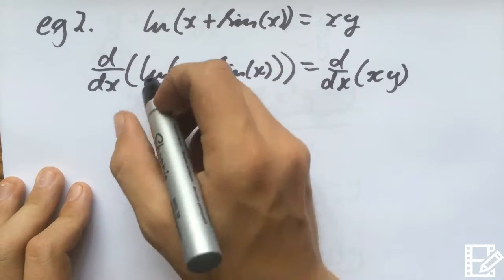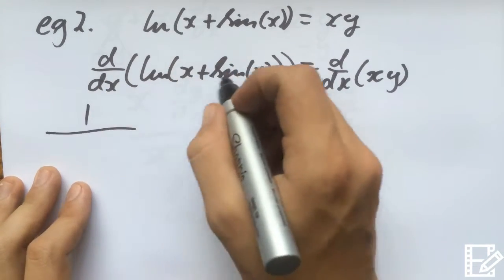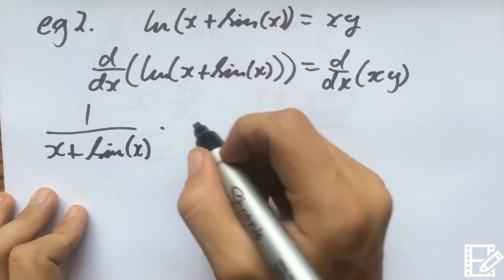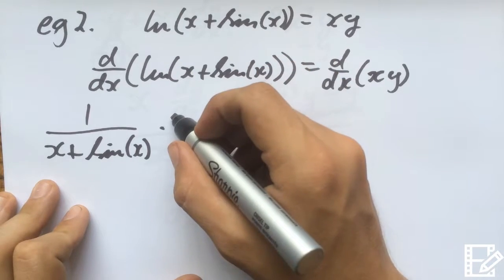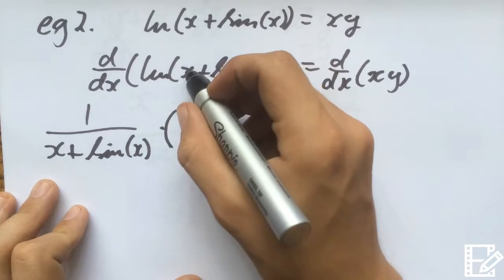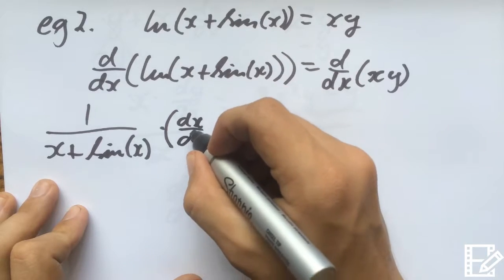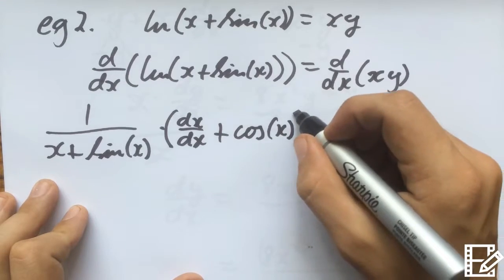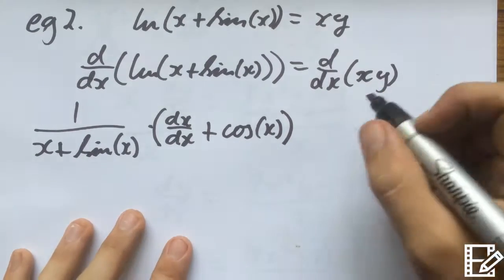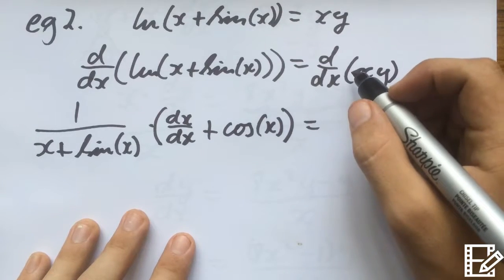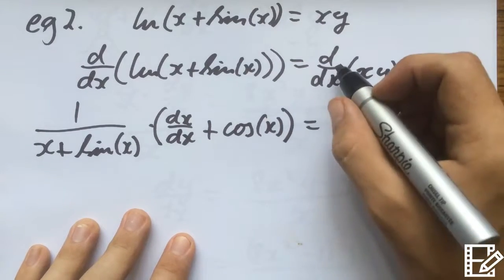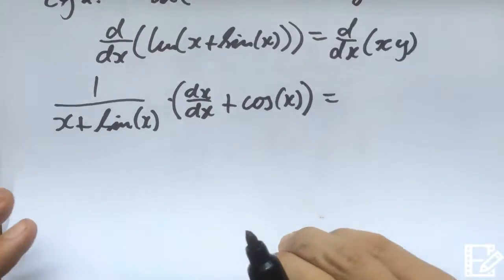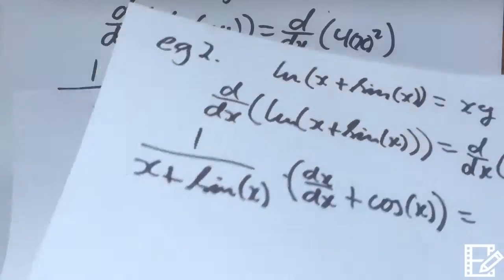Okay, just like with ln, we just have 1 over whatever's in here. We multiply it by the derivative of whatever. So the derivative of x is just the derivative of x with respect to x, plus the derivative of sine x is cos x, which will equal the derivative of x multiplied by y. We already said this before. I'm not going to rewrite it too much, but we have it here.